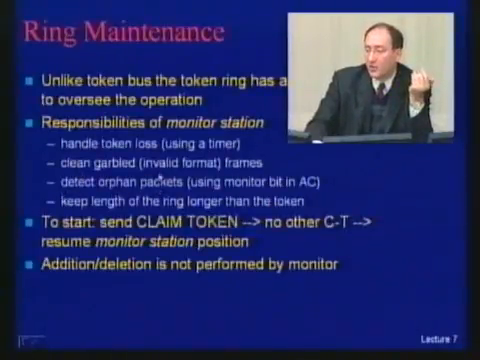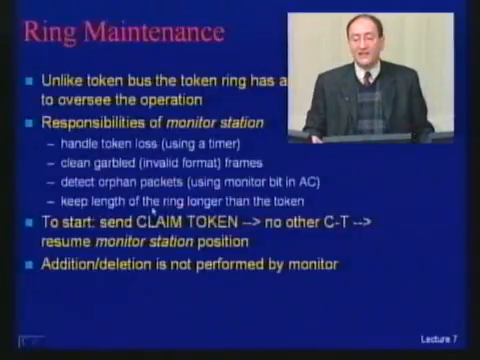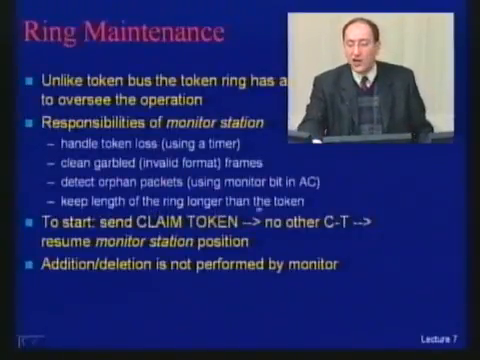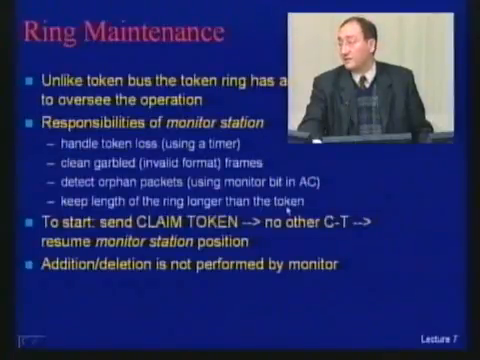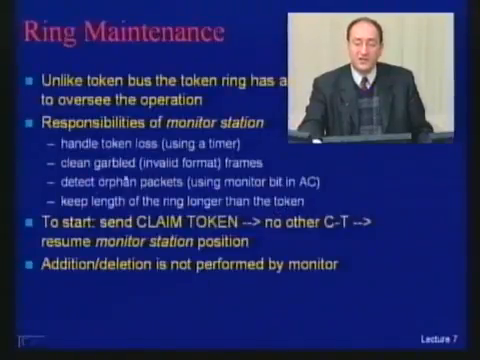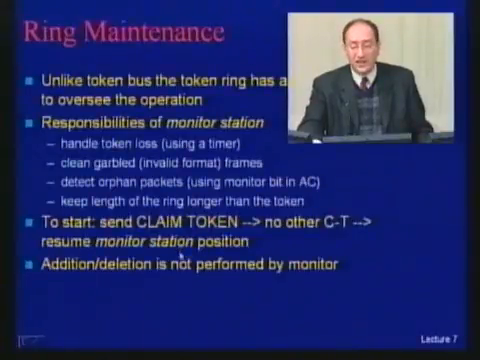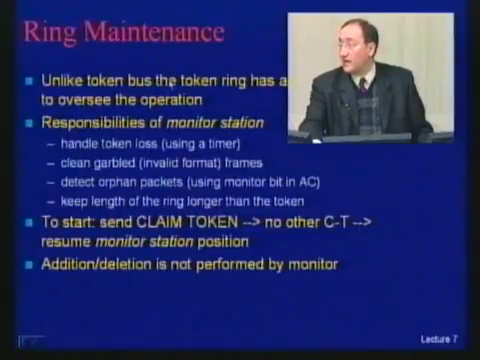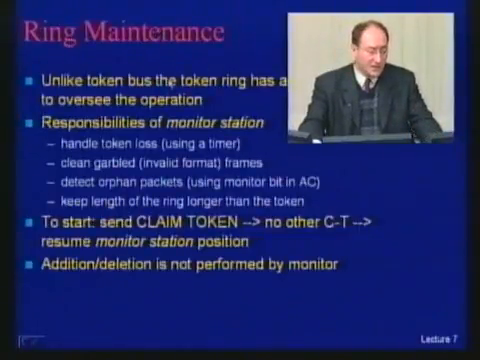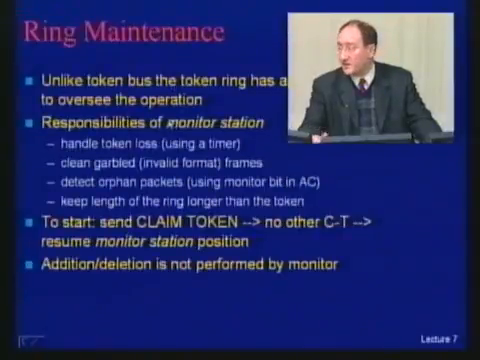Detect orphan packet. Actually, orphan packet detection is done using monitor bits in the AC. And they keep the length of the ring longer than the token itself. This is like the responsibilities of the monitor. Then they start with certain signaling, and then they do the addition and deletion. Everything is done at the central monitoring station. There is no need to go over the detail of these things. I go over just the top layer, how they implement it.